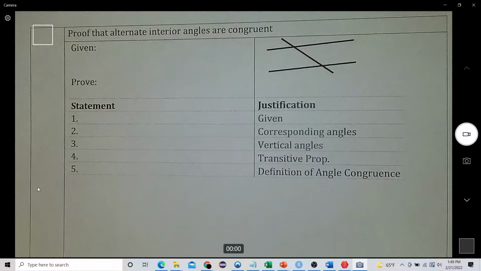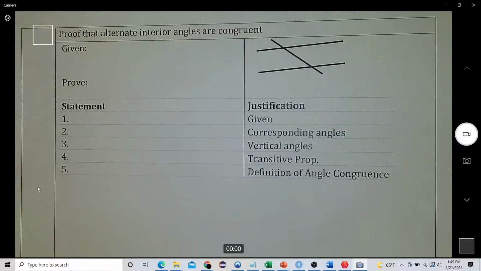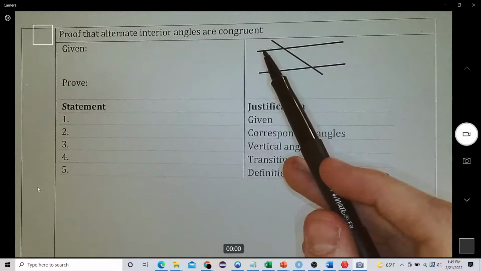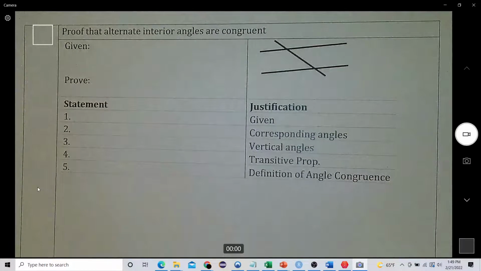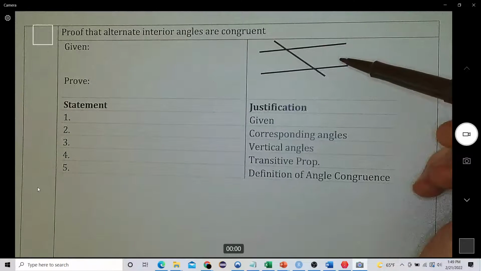Okay, so as you can see right now, this is a bit of a bare bones proof. We don't even have stuff on our diagram. We don't have numbers. We don't have letters. So, what we're going to do right now is make those. So what I want you guys to do is make a little diagram that looks similar to this.